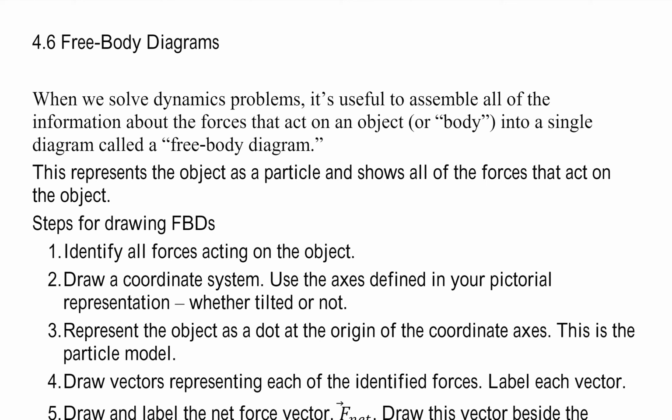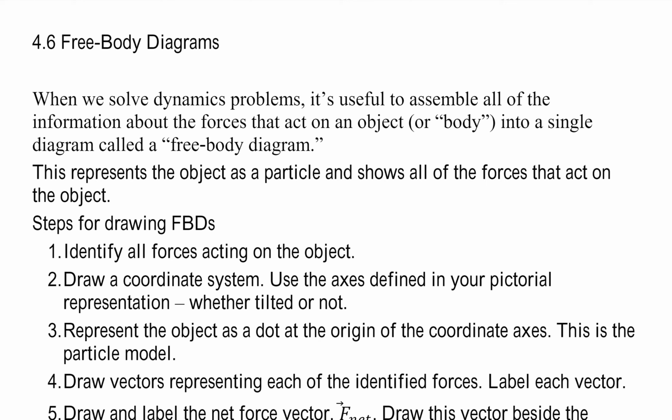So the steps for drawing your free body diagram are here. Identify all the forces that are acting on the object, of course. We've been doing that sort of thing all year long. Then draw a coordinate system and use the axes defined in your pictorial representation, whether they are tilted or not, to help you with your free body diagram. Represent the object as a dot at the origin of the coordinate axes. So you're actually going to draw your axes on your free body diagram. This is your particle model now.